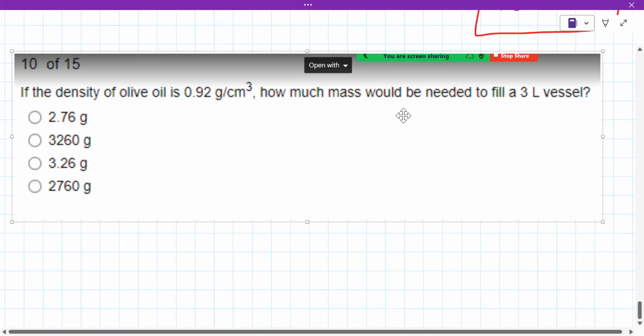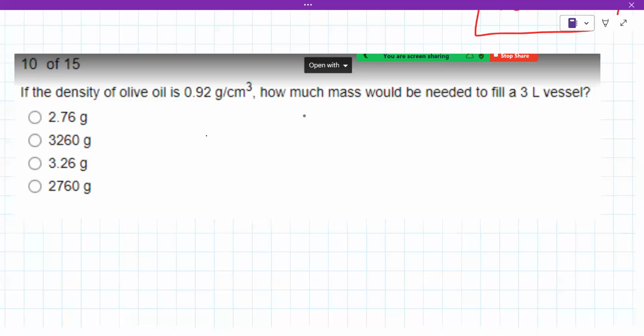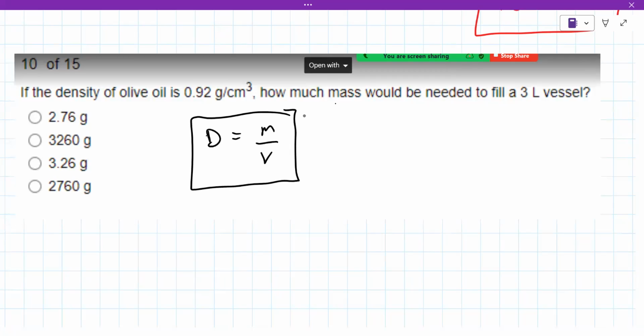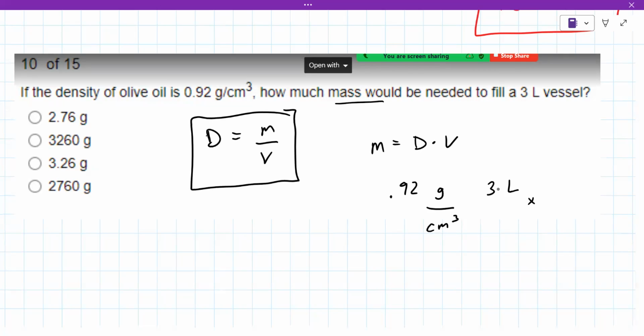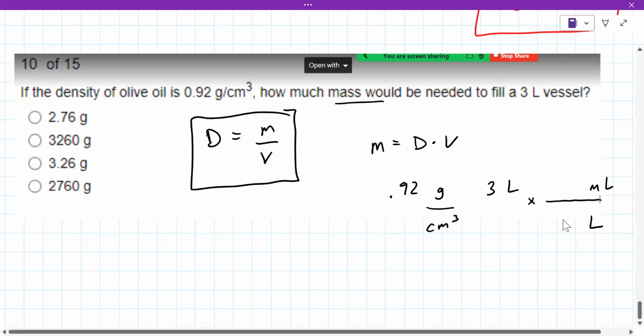Okay. The density of olive oil, so density is mass over volume. You got to know that. This time we're solving for mass. Mass is density times volume. So you have your density, it's 0.92 grams per centimeter cubed. Your volume is 3 liters. So there's a mismatch in units, centimeters cubed and liters. So we convert the liters to milliliters. How many milliliters in a liter? There are 1,000.